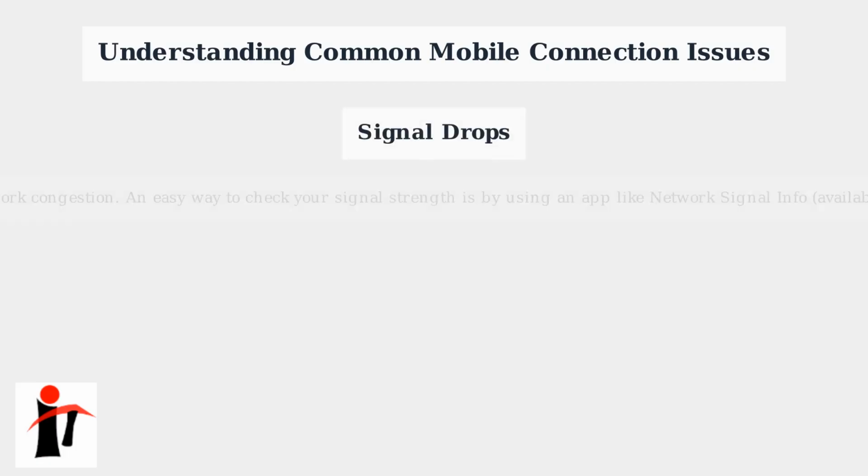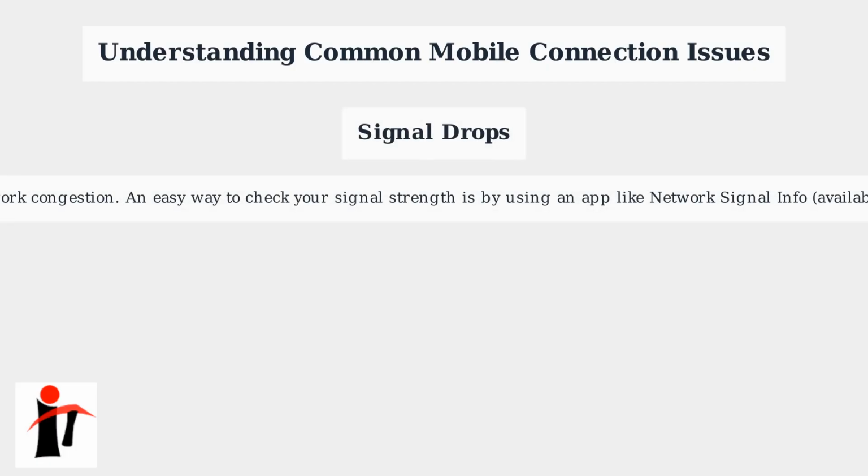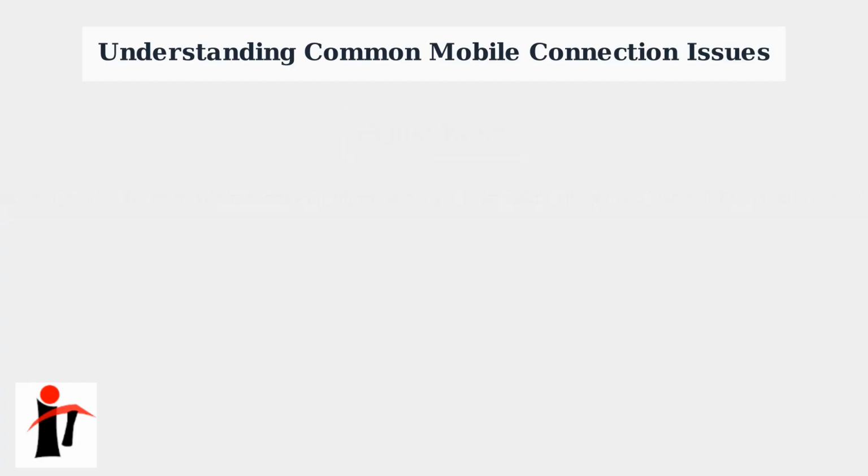Signal drops happen when your phone loses connection to the cell tower. This is often due to weak signal strength, interference from things like buildings, or even network congestion. An easy way to check your signal strength is by using an app like Network Signal Info, which displays your signal in dBm. Aim for around -50 dBm for excellent signal. Anything worse than -100 dBm is likely causing drops.